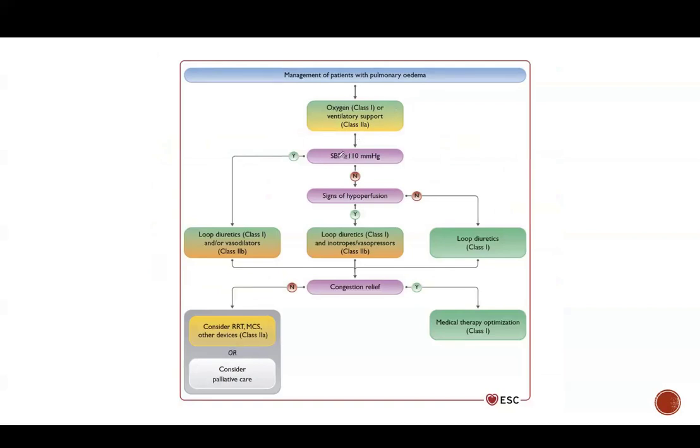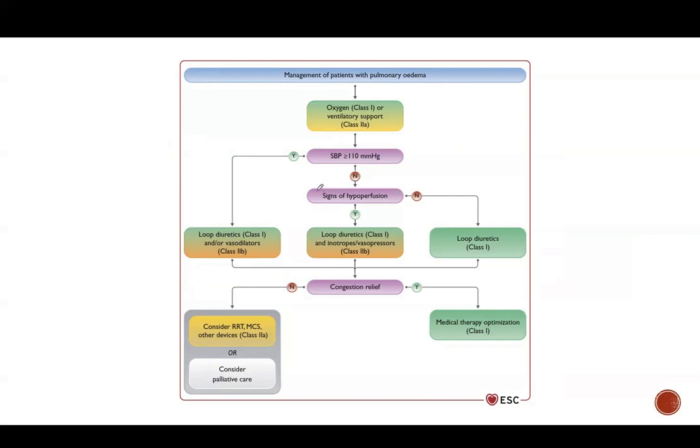Next you will check the blood pressure. If it is more than 110 millimeters of mercury, then you should give diuretics as well as vasodilators. What will the vasodilator do? The vasodilator will decrease the preload and afterload and thus help in relieving the pulmonary edema. Suppose the BP is not more than 110, then you should check whether there are any signs of hypoperfusion.